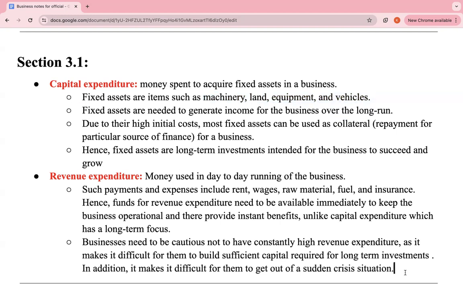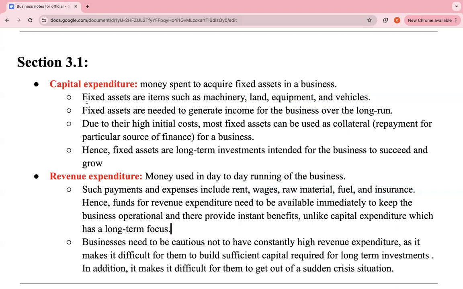We explained what that is. Revenue expenditure is quite different. It's also expenditure, meaning spending, but it's money spent in the day-to-day running of the business. Such payments and expenses include rent, wages, raw material, fuel, and insurance. For example, let's say this business is a restaurant and it delivers food. It needs fuel for its delivery cars. Or if it just runs a company, it needs to pay rent or wages to pay its employees. These are things that the business pays day to day.